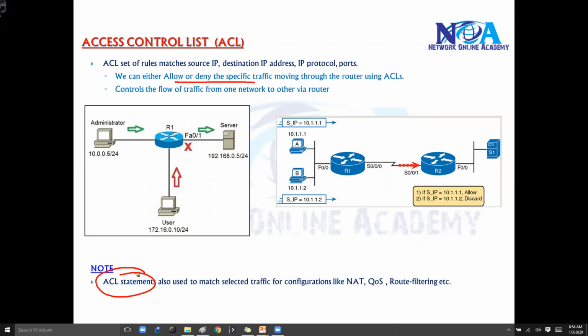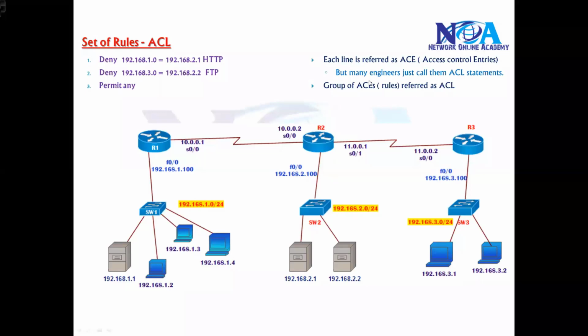But again, probably in the advanced topics, you will also see these ACL statements used not only to filter the traffic or to define the rules, what should be allowed or denied. Apart from that, we'll also see this in NAT, in some quality of service configurations, and also for filtering some routing updates we'll be using ACL statements. But here in this section, our focus will be on how the ACLs can be used to allow or deny the specific traffic moving through the router. So let's see some examples here.